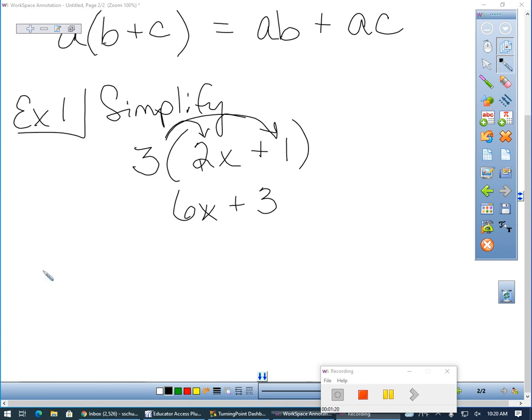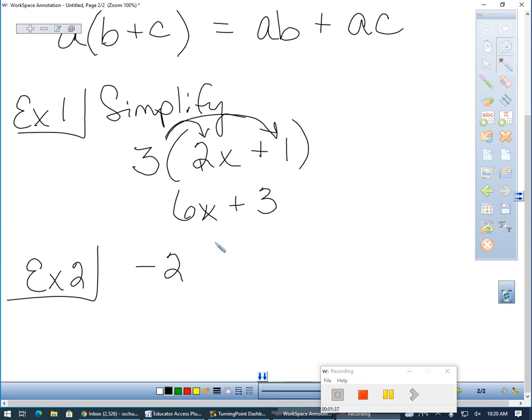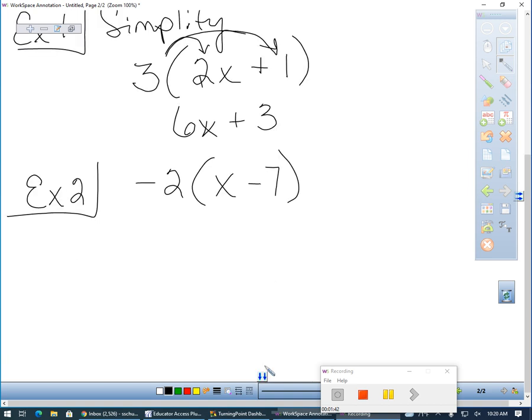All right, let's try another example. Example number 2. Again, we're going to simplify. Let's say I have negative 2 times x minus 7. All right, in this one, Libby, go ahead. Tell me what I got to do. Negative 2 times x is? Negative 2x. Good. And then negative 2 times 7, which is negative 14. But there's a negative, so it would be plus 14. Very good. Nicely done.